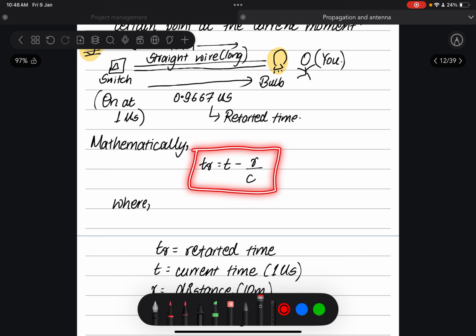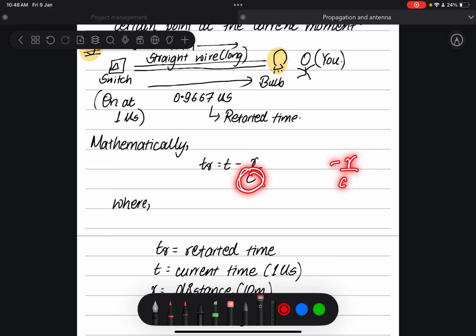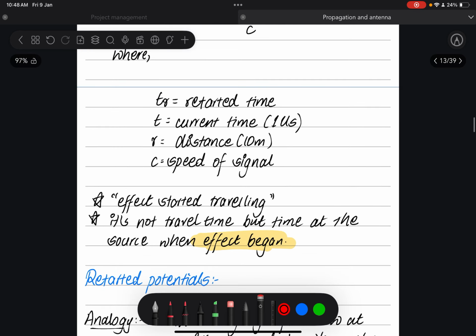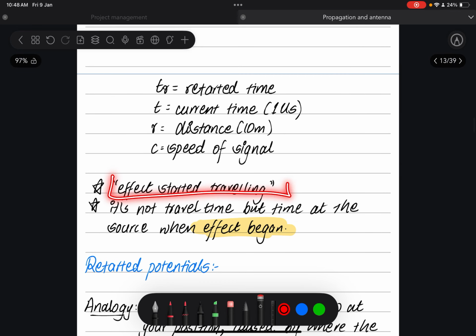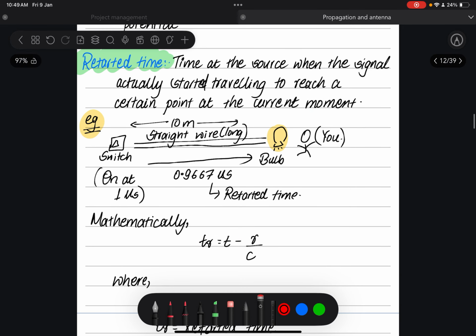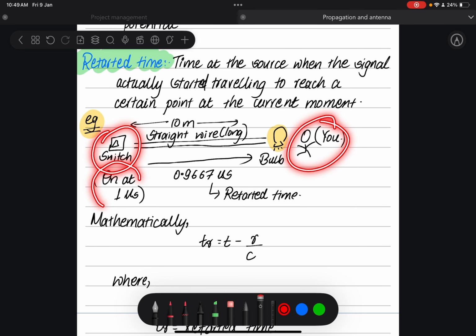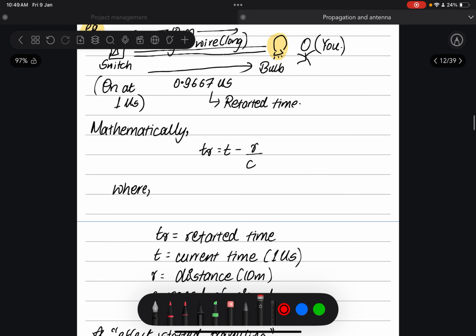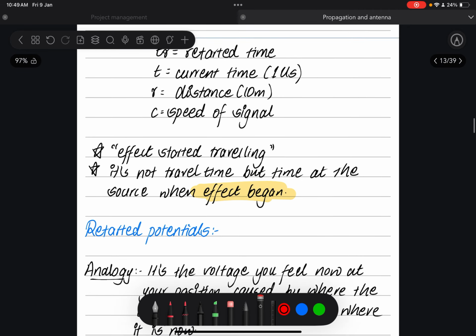So this is the formula for it. The retarded time, tr, is equal to the current time at the source minus distance divided by c, where c is the velocity of the signal. I've mentioned it here also. It's not a travel time but the time at the source when the effect begins. From the example, you are here and the switch is here, and I turn it on at 1 microsecond, and this is the retarded time that we've calculated for a 10-meter distance, considering c is the speed of light.